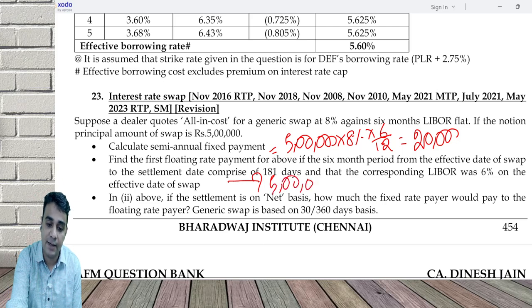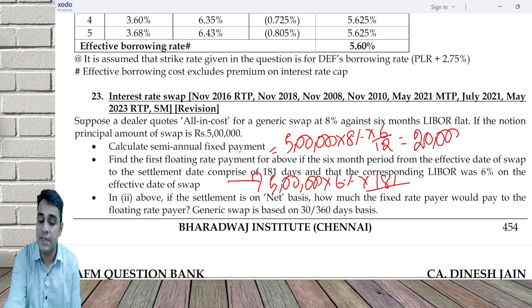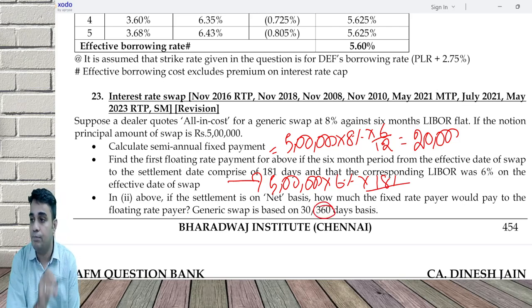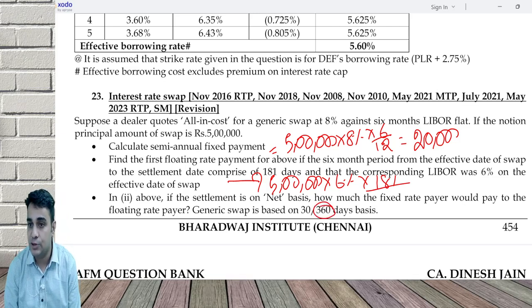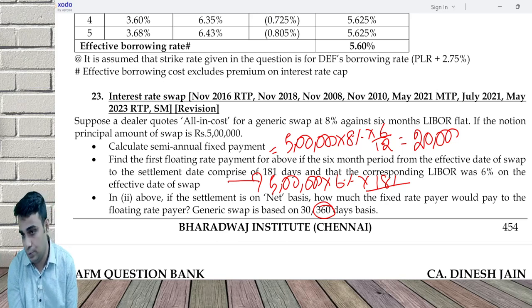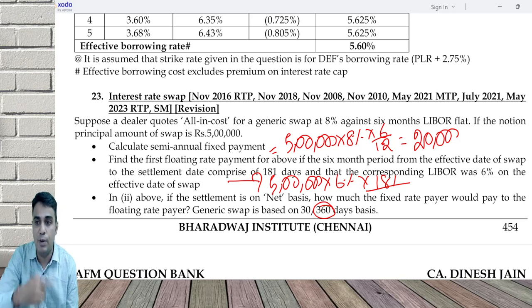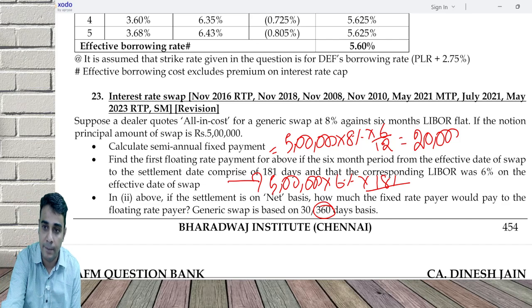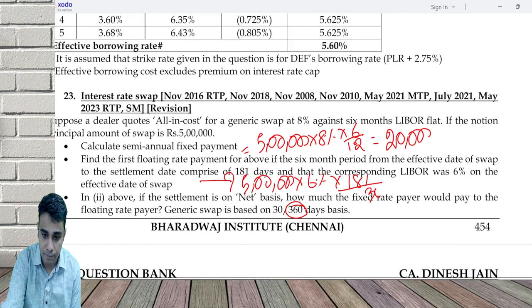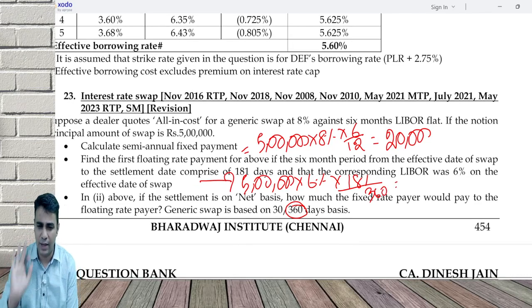Also, how many days are there? So you have to do 181. Divide by not 365, because below they have said 360. So you have to do 181 by 360, because they have used the word 30 by 360. If they don't use the word, do 365. In floating, the number of days is to be brought into the picture. What is the denominator? I'll come to it. Do the calculation first.